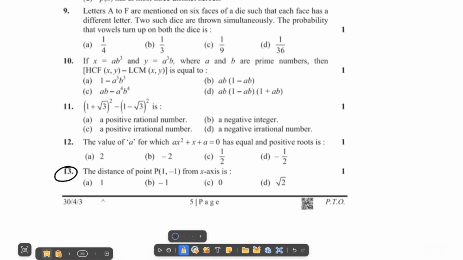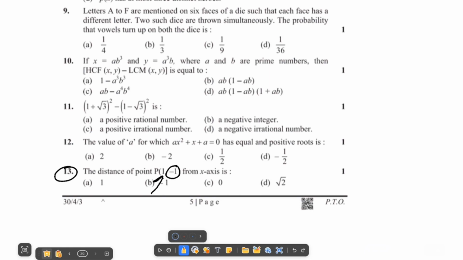Next question, 13th question. The distance of point P (1, -1) from the x-axis. So what is the distance of this point from the x-axis? We know that this one is the x coordinate. The x coordinate will tell us the distance from the y-axis. That means this point is 1 unit from the y-axis. And -1 is the y coordinate, that will tell us the distance from the x-axis.